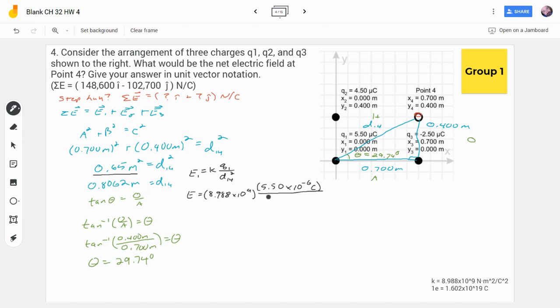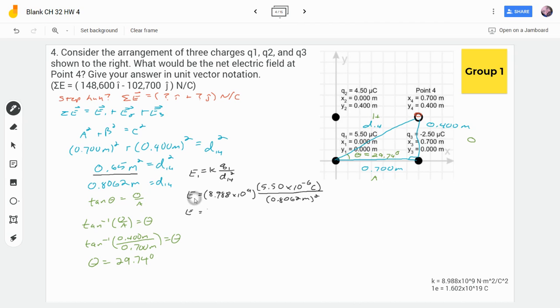You can put that number. You know what? To be clearer, I'm going to do it the old-fashioned way. I'm going to write what D14 is: 0.8062 meters, and then square it. It'll end up being the same. Okay, so now we have this: 8.988 e to the 9 times 5.50 e minus 6 divided by 0.8062 squared. If I do all that, I get E.